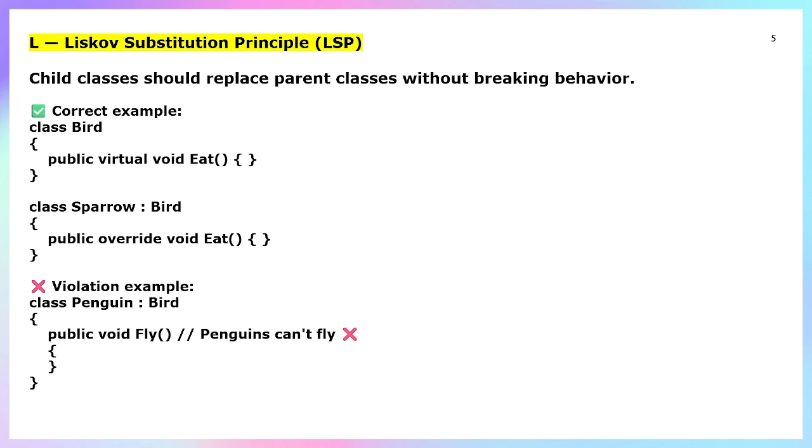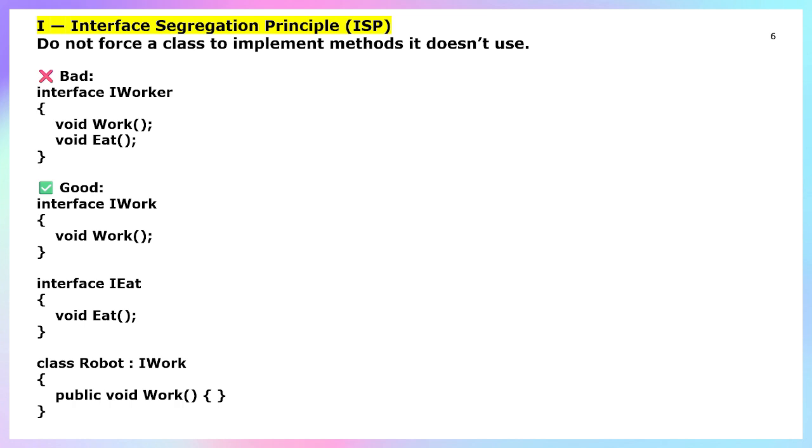So a class should have methods that can be replaced without breaking the functionality. If we use the Fly method here, then this Fly method will not be applicable for the penguin. So the child class should be replaceable with the parent class without breaking the functionality. We will explain later. Let's discuss another point, the Interface Segregation.